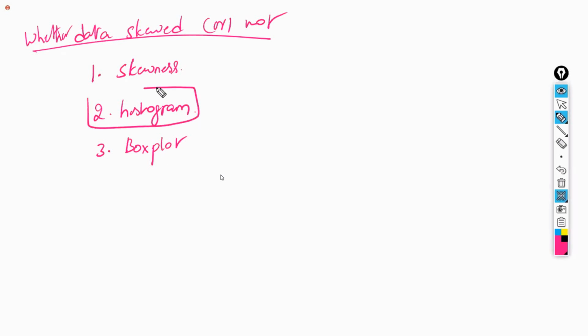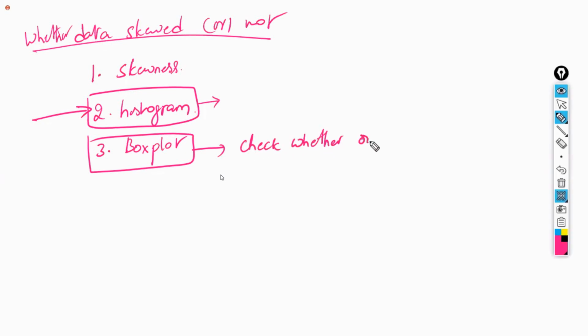Mostly, the major purpose of the histogram is to tell whether the data is skewed or not. So then what is the use of the box plot generally? The box plot is generally not used to check for skewness. Of course, here skewness also we can check, but the major purpose of the box plot is to check whether outliers are available or not.